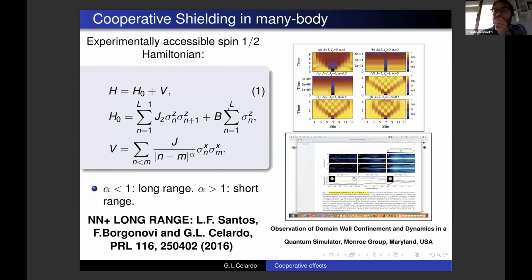Sorry. No, yeah, but I mean, the final result is similar. You can have localization. So I'm wondering whether including the long range in your case is a way of mimicking what happens if you have the many-body correlations.